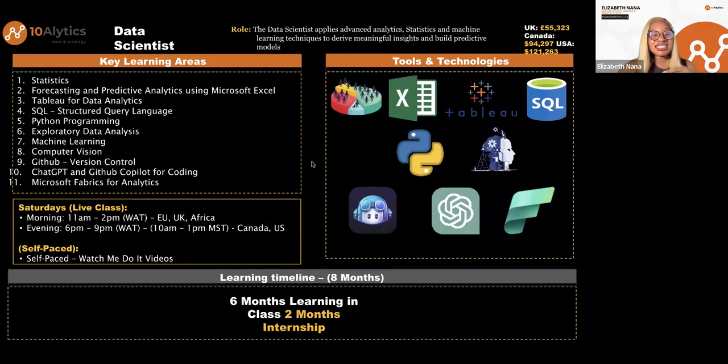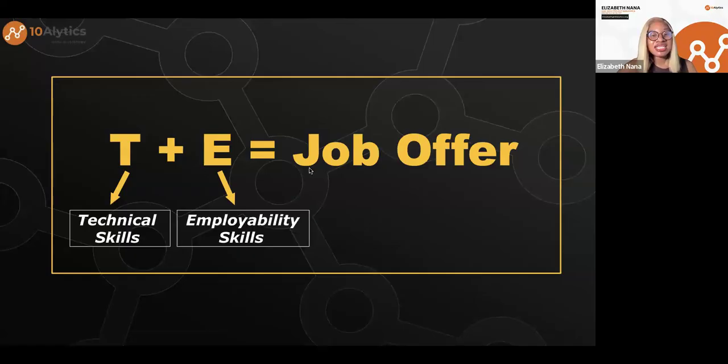The learning timeline stays the same. The live classes stay the same as well. Now, how do you get a job? What is the formula that you use? What is the mathematical formula that you use to get a job? All right. So the mathematical formula is simply T plus E. That is the formula we use here at Analytics.